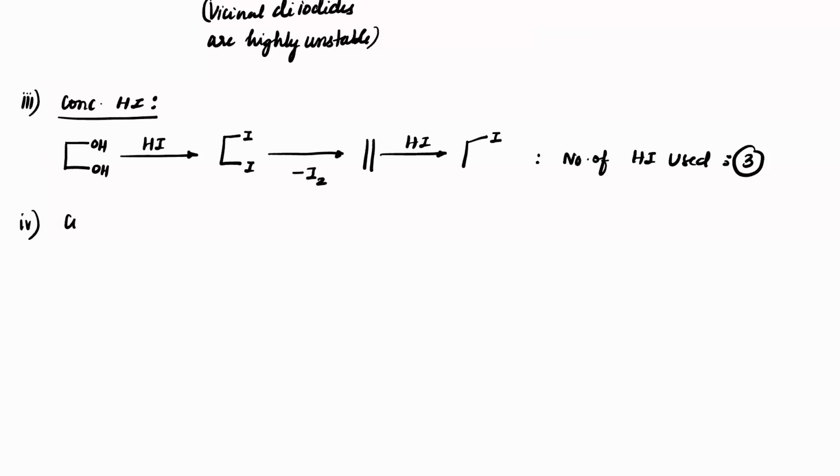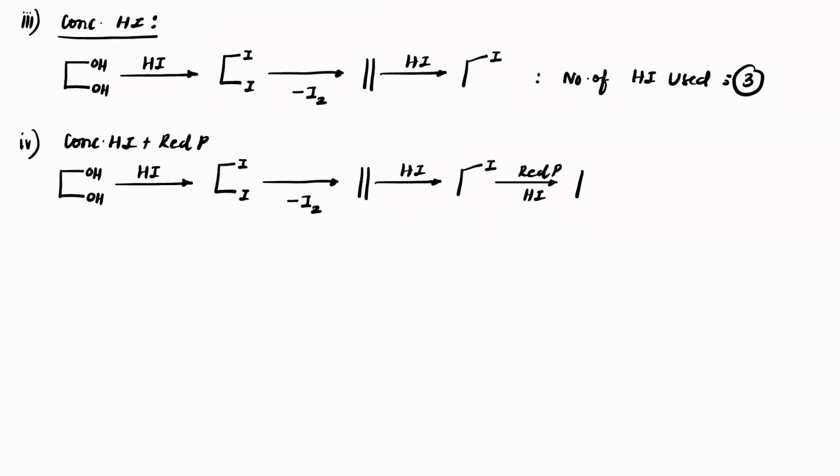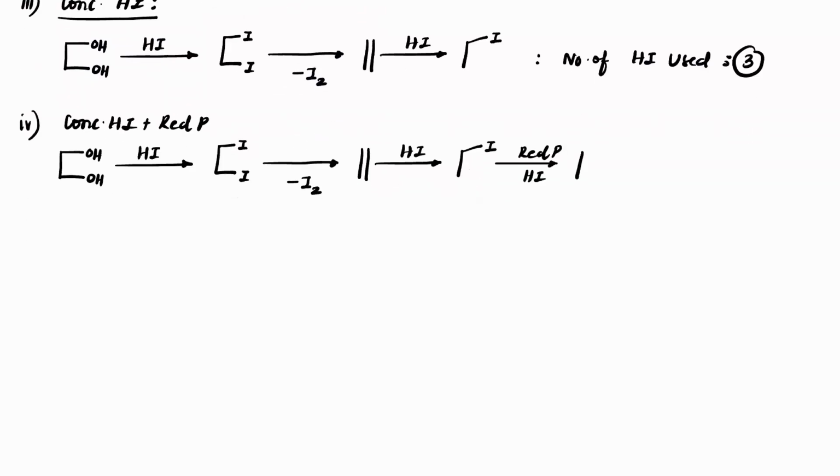If we simply change it to concentrated HI plus red phosphorus, the reaction goes very similar up to this. It goes the same way from here to here, and from here even this iodide will get reduced. So with red phosphorus and HI, you will reduce this as well, and it will convert into an alkane form.